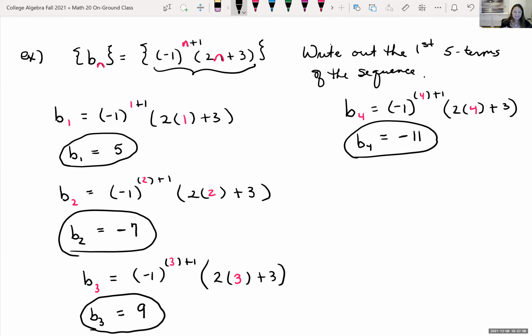So you might be able to see some sort of a pattern happening here, right? If I ignore the negative signs, 5, 7, 9, 11, it's like I'm adding 2 each time. So I can guess right here that this is going to be 13. And we can show that by plugging in 5 wherever we see an n.